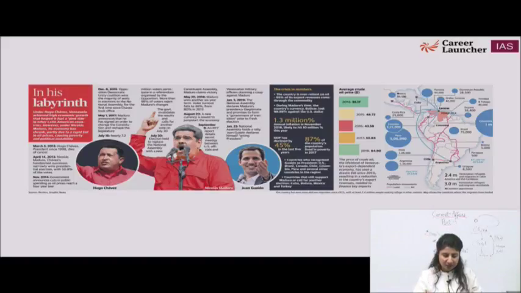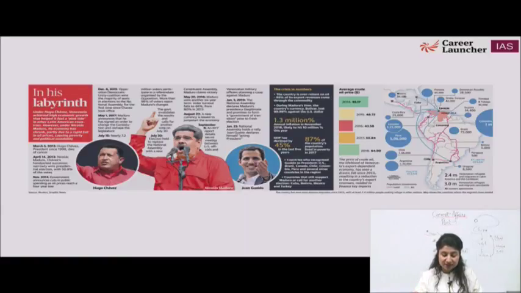Now a person named Juan Guaido has declared himself president of Venezuela. The US, Brazil, Canada, Chile, Colombia, Peru and several other countries in the region have recognized Mr. Juan Guaido as the new president of Venezuela.